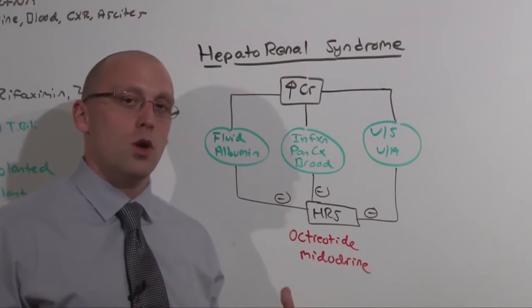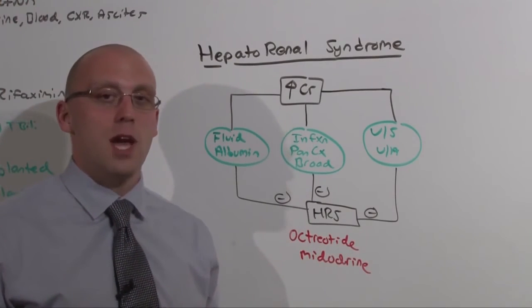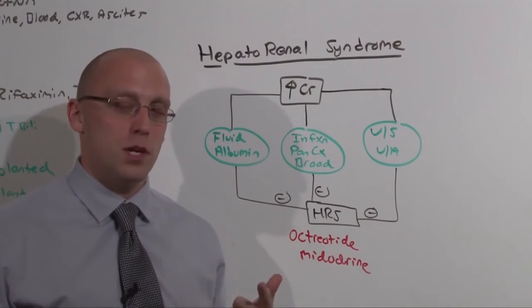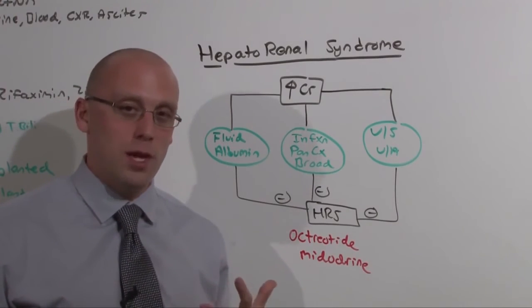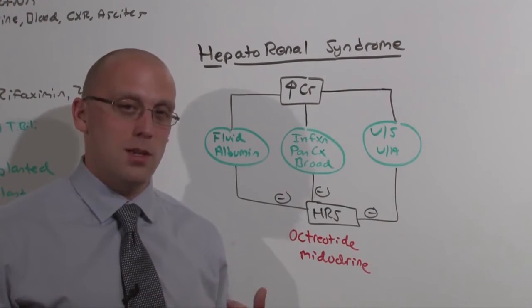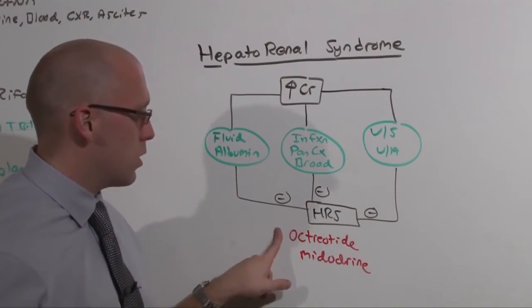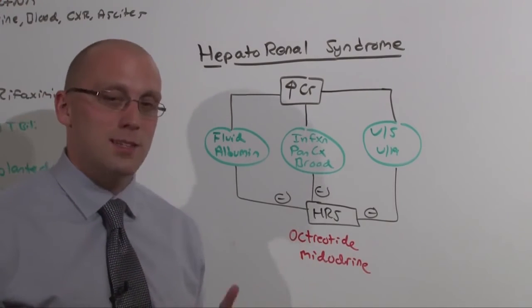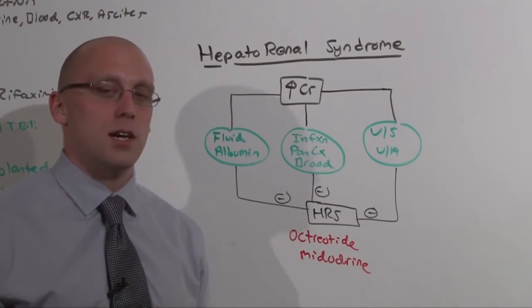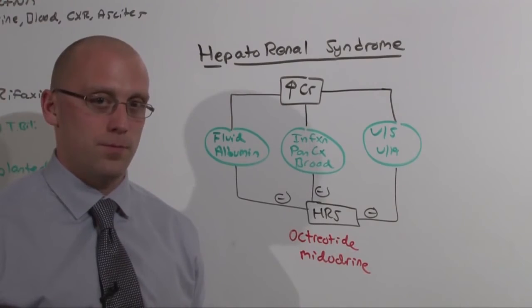That was a very long-winded way of saying if the creatinine bumps, fluid, infection, and bleed, if you've ruled out fluid, infection, and bleed, then they're in trouble. They're now hepatorenal syndrome, and you try octreotide and midodrine. Do not dialyze these patients. It does not improve outcomes.